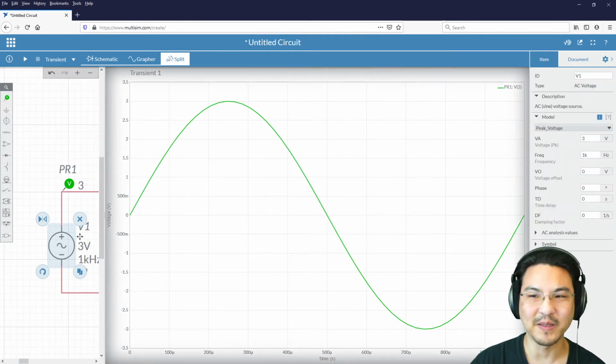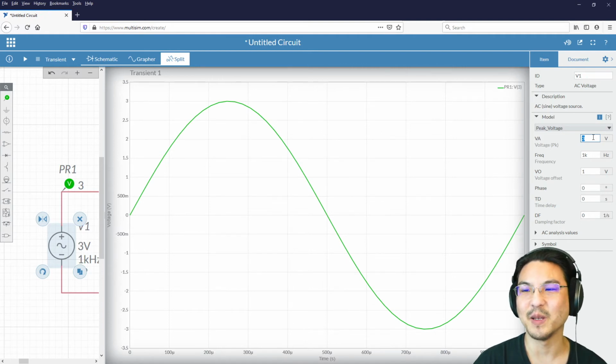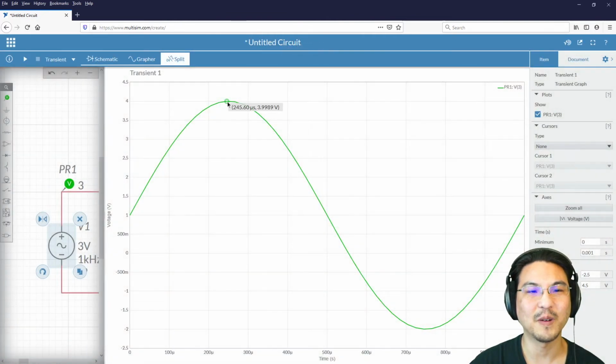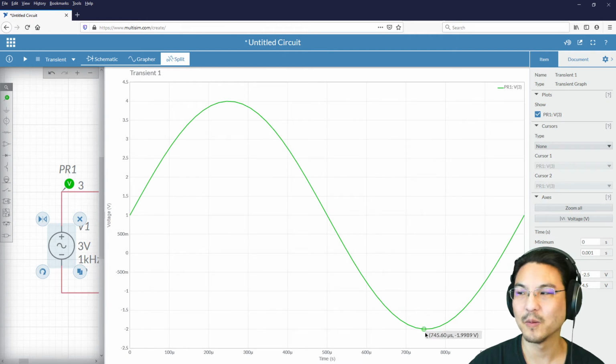Now back to this. See this voltage offset? Let's say I make this positive 1. That means it's going to be a sinusoid with an amplitude of 3 around the DC offset of 1. So instead of plus 3 minus 3, it'll be plus 4 minus 2. Let me run it. See, so plus 4 minus 2.